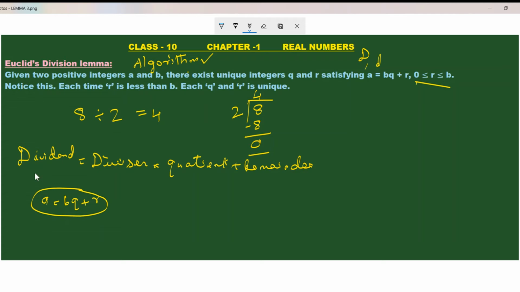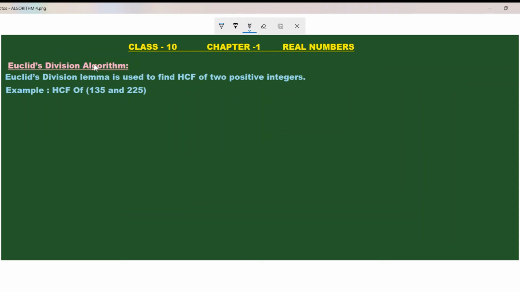This lemma is given by Euclid, so we call it Euclid's division lemma. We have defined this statement by using division, so it is called a division lemma. Got it? So we are going to use this to find the HCF of two given numbers. That we will see on the next page.